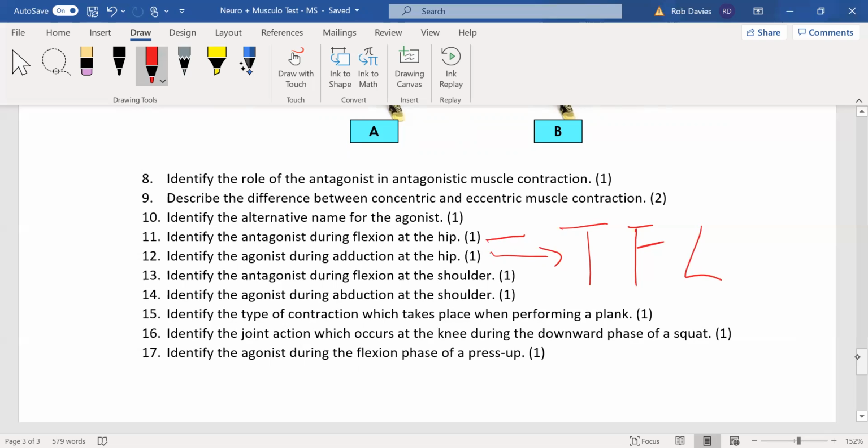So anterior is the front. Put your hand on your shoulder, bring your hand up out in front of you. So your anterior deltoids working. The ones that are working in opposition to that are your latissimus dorsi.